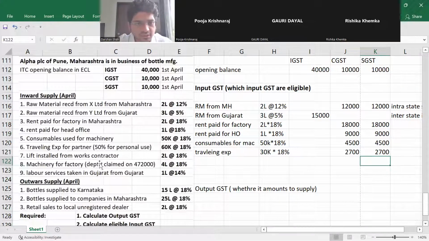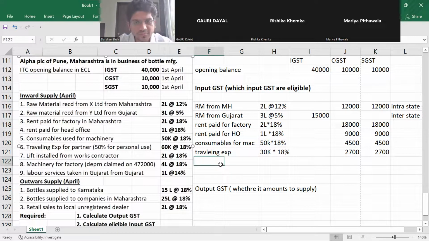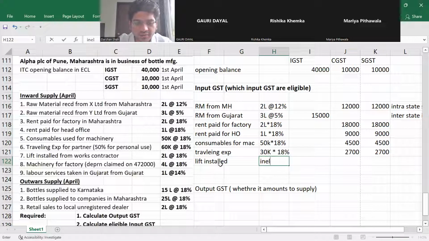Okay. Next. Lift installed from works contractor. Ineligible. Why ineligible? Because it's a works contract, and it's blocked credit. It will be works contractor immovable property. So lift installed is blocked credit. Ineligible.